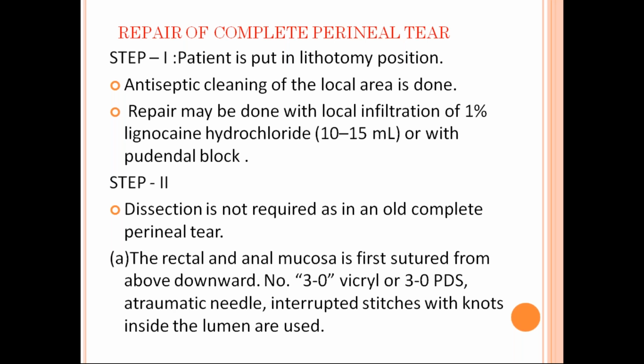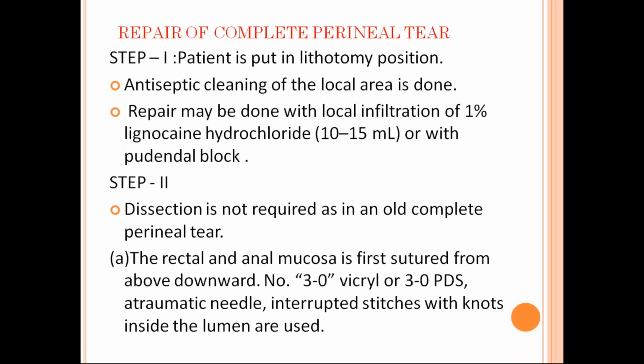The first thing is to identify the margins of the tear. When you see it, you will see that the perineal body is completely lost, and only a thin septum between the vagina and anus is detected. So dissection is not required as in an old complete tear. If it is an immediate repair, everything is in fact identified, the muscle, the external anal sphincter, and you repair accordingly. No incision is required. The tear is already there, you only have to repair it. That is your repair.